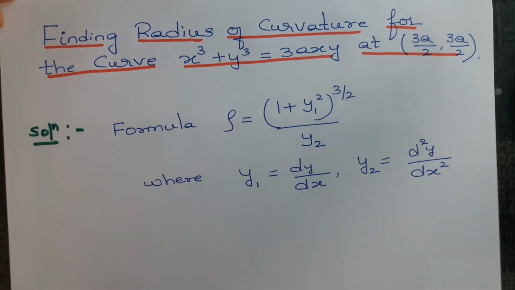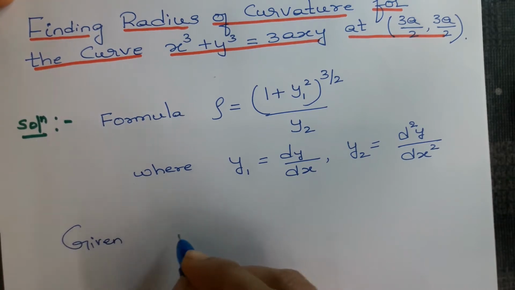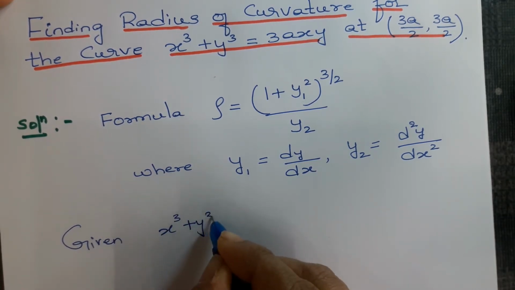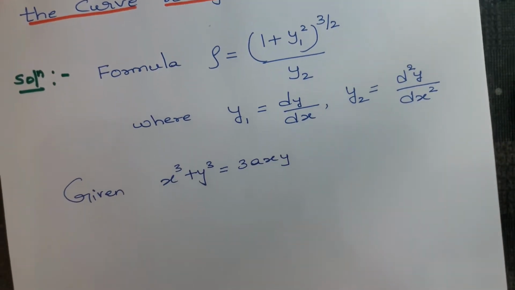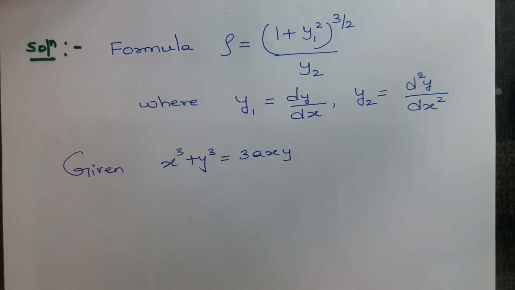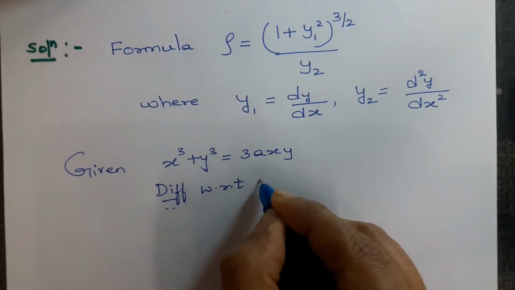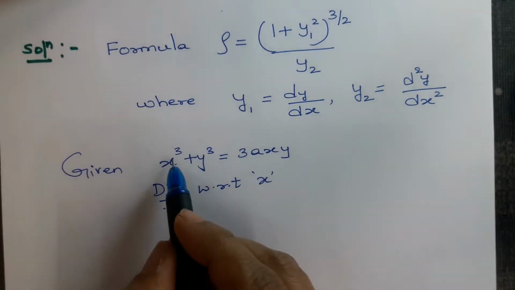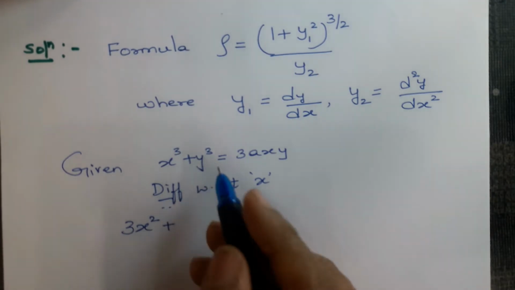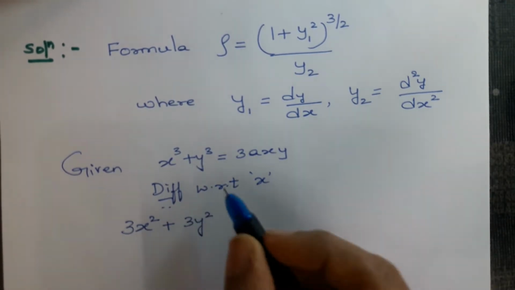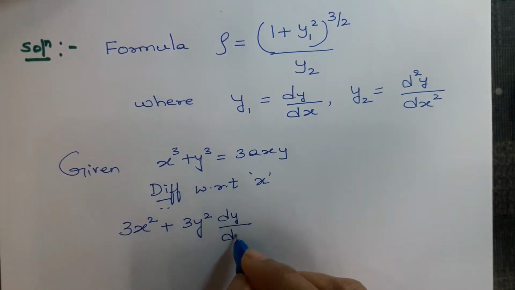Now we follow the procedure. The given Cartesian curve is x cube plus y cube is equal to 3axy. We shall find y1 and y2 for this curve. To find y1 I will differentiate with respect to x. Differentiating x cube gives 3x square, and y cube gives 3y square, and since you are differentiating y with respect to x, you will get dy by dx.